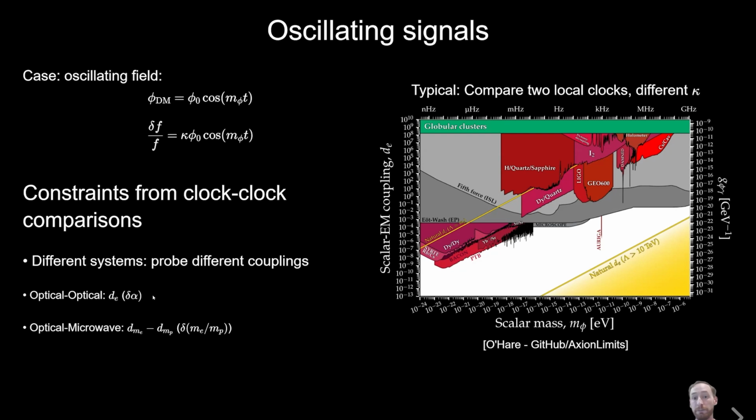Similarly, if you have the comparison between one optical clock and one microwave clock, then you will also have access to this combination of the difference in the electron and proton masses, and this comes from the fact that the microwave transition also depends on the ratio of the electron to proton mass. But it's important to keep in mind that whenever you do this kind of experiment, couplings to dimensionful constants, for example, to the electron mass on its own, will always cancel in these ratios. So you will only ever get access to differences in couplings to the quark and fermion masses.